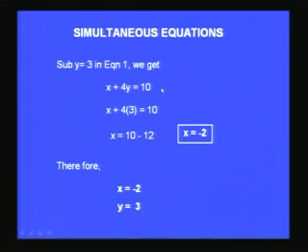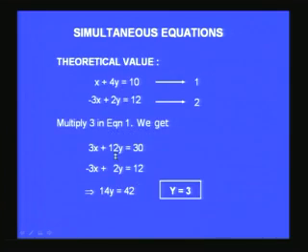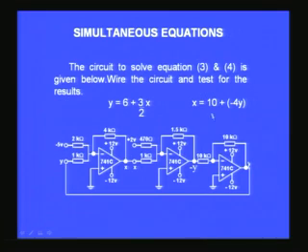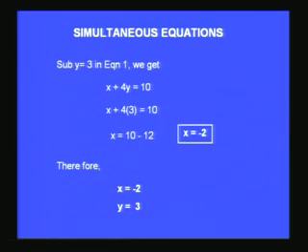x plus 4y is equal to 10, x plus 4 into 3 (12) is equal to 10, therefore x equal to minus 2. So the solution, if I do it analytically, I get x equal to minus 2 and y equal to 3. So if I wire the circuit, which I have already shown to you, and measure the voltage here, it should be minus 2 volts, and the voltage here should be 3 volts, because x equal to minus 2 and y equal to 3 are the solutions of the simultaneous equations.